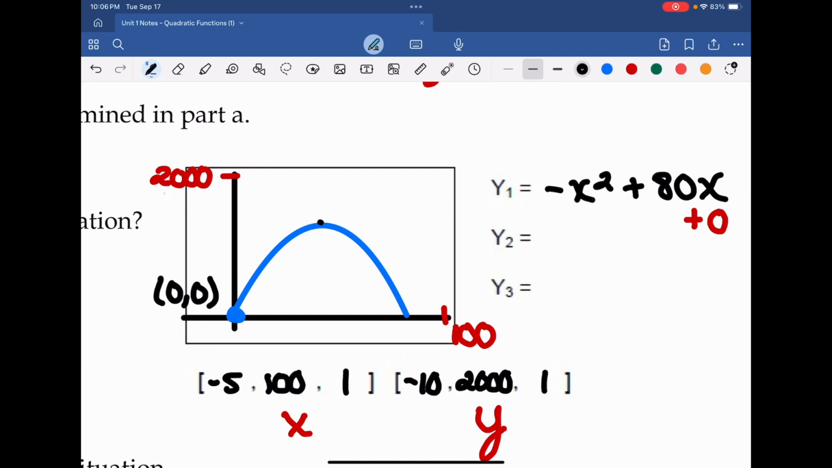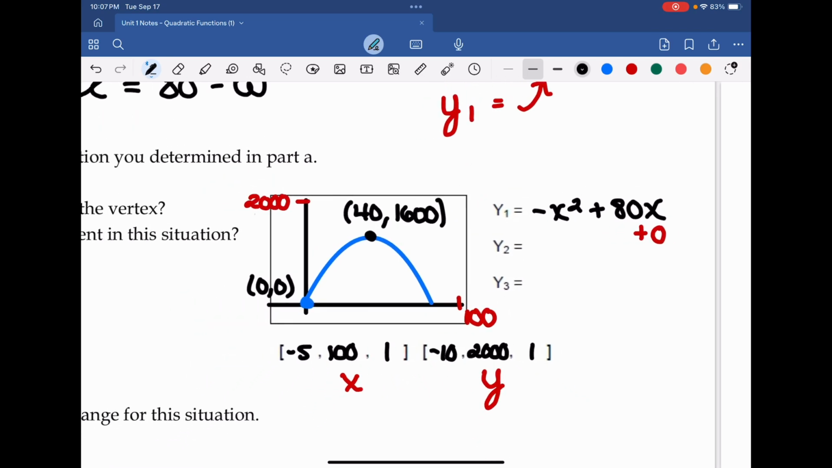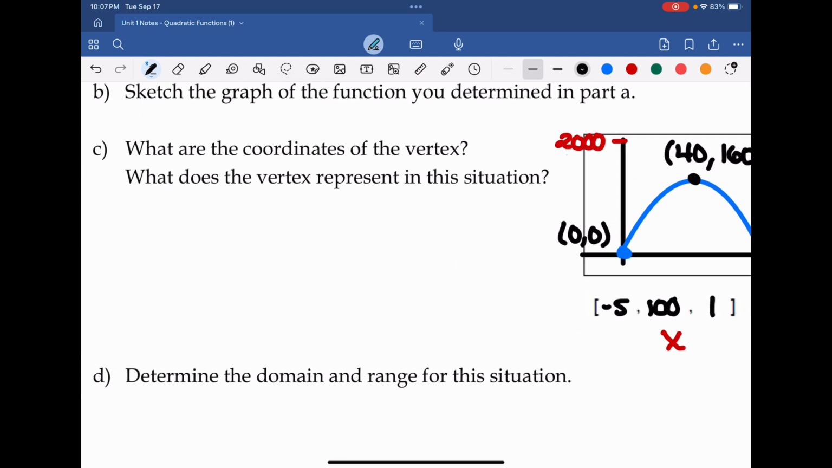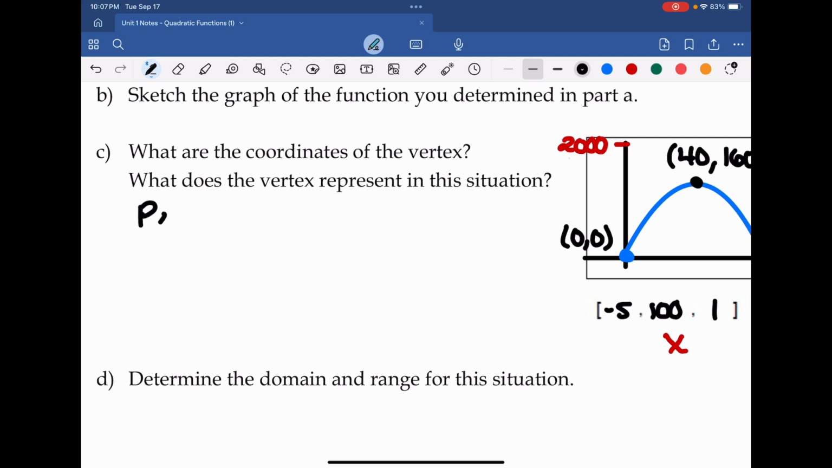When we do that, we're going to put a dot here and say that our vertex point, our P and our Q, is 40 for the x value and 1600 for the y value. This should be given to you by your graph. Okay, now these are the coordinates of the vertex, so we can actually answer the first question here. When they ask what the coordinates of the vertex are, let's write that as P and Q, which is 40 and 1600.